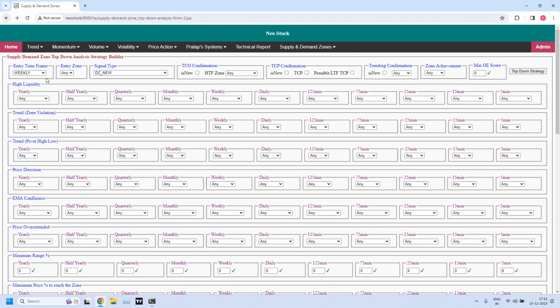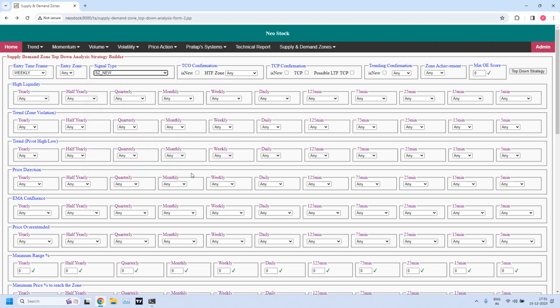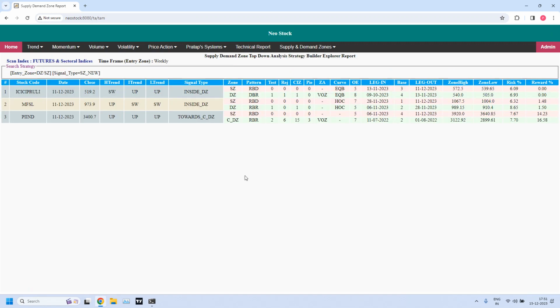Let's go back. Entry time frame is weekly. Let us find the stocks having newly created weekly supply zones. Only 3 weekly supply zones are created during this week. So this is about the filtered list for the weekly zones. Now let us generate demand and supply zones for all the stocks in the weekly time frame for the reference purpose.